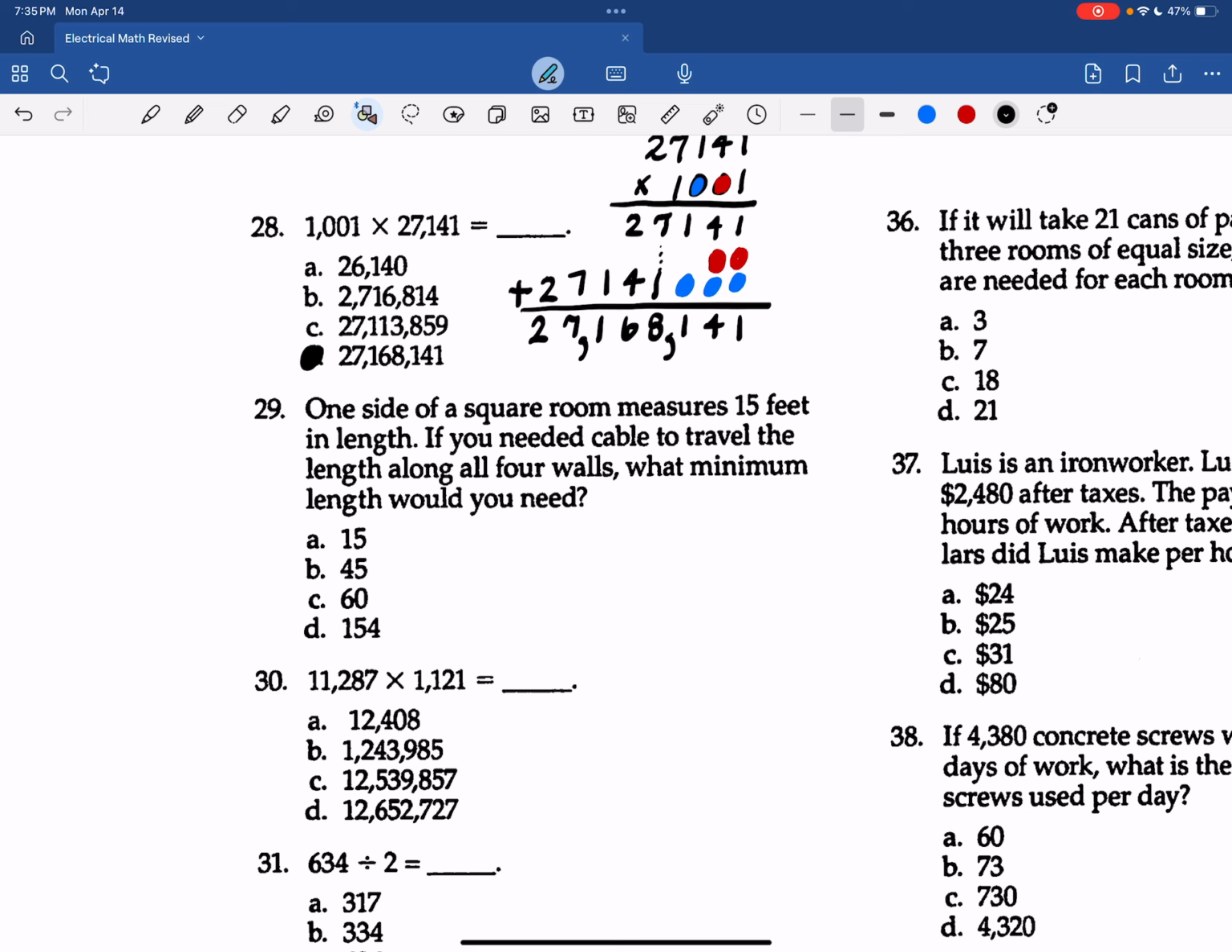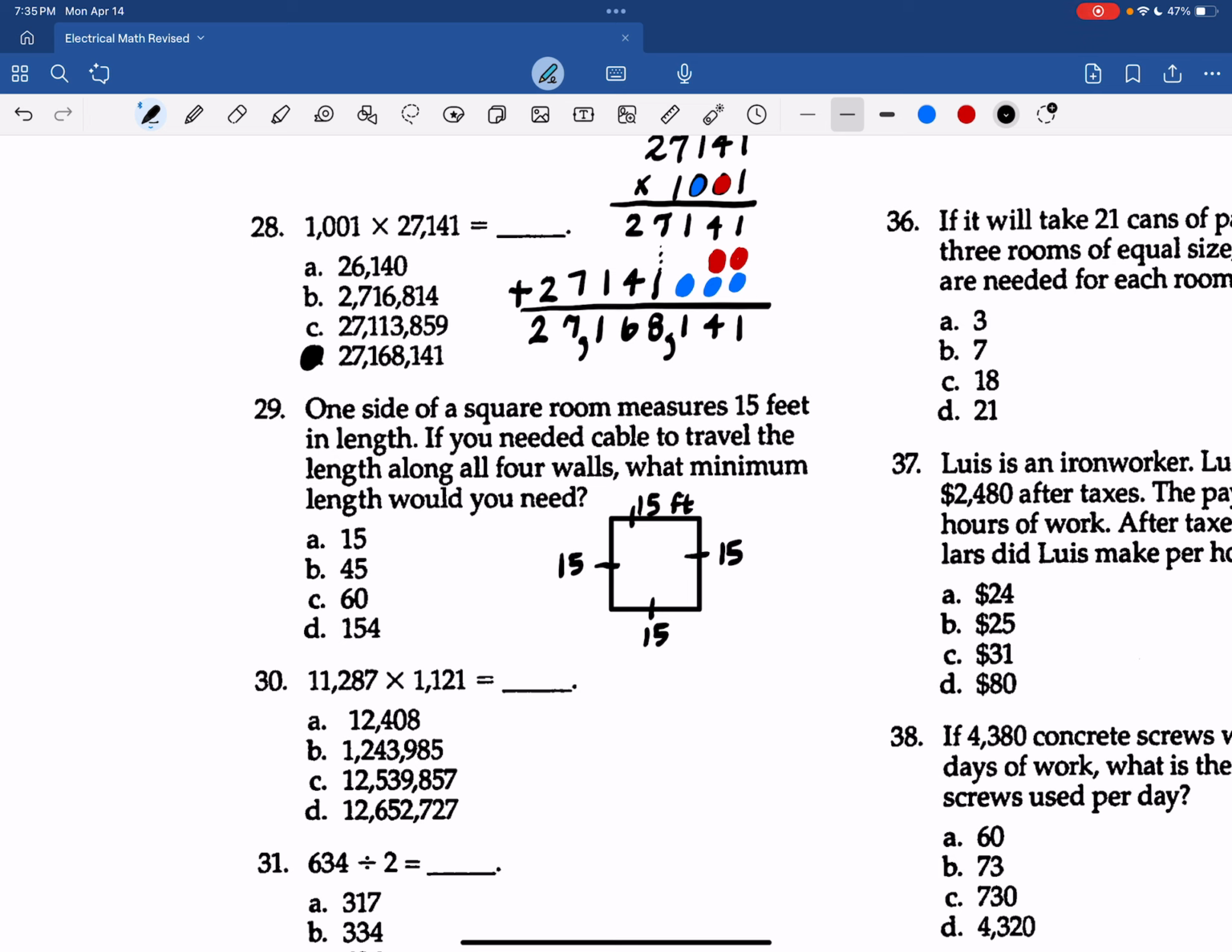One side of a square room. I'm going to draw it if it's a geometry problem. One side of a square room measures 15 feet in length. Because this is a square, that tells me that these sides are congruent, or they are all exactly the same. Not similar, they're the same.